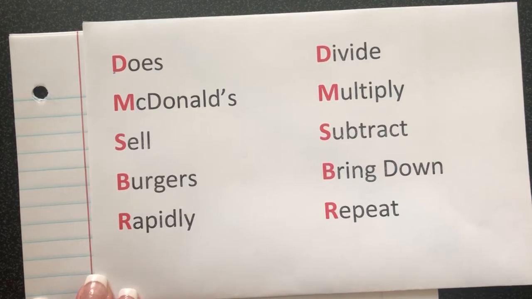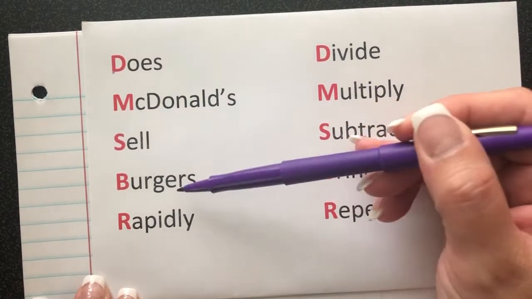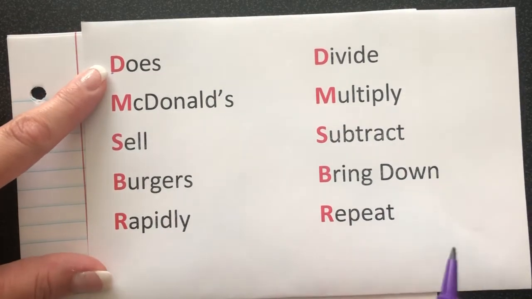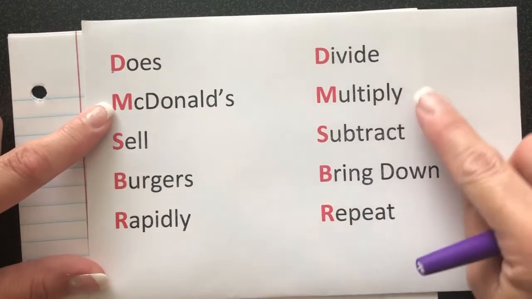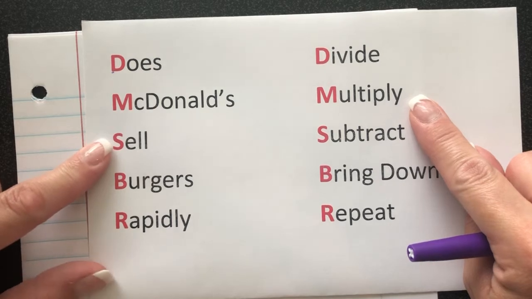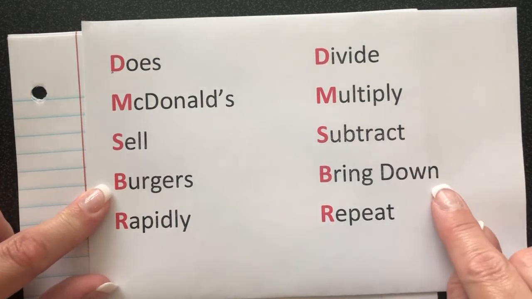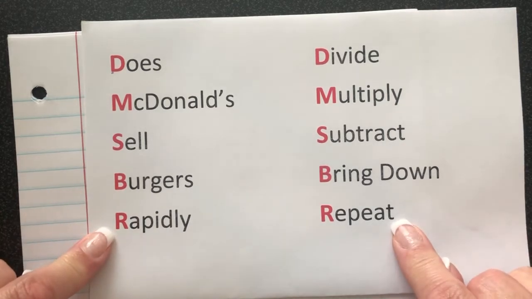Okay, it is very, very important to keep those steps in order. That's why we've come up with this: does McDonald's sell burgers rapidly? The D in does means to divide. The M in McDonald's means to multiply. The S for sell means to subtract. The B for burgers means to bring down. And the R for rapidly means to repeat.